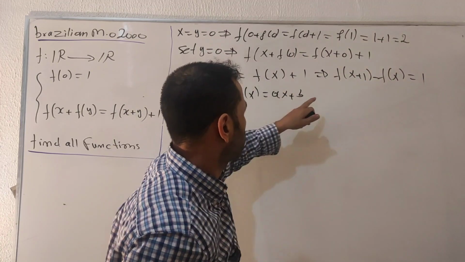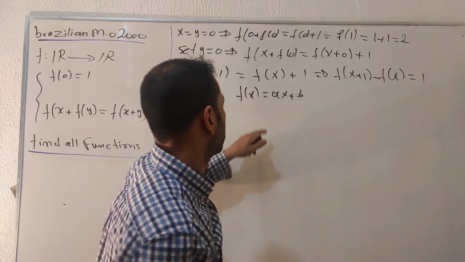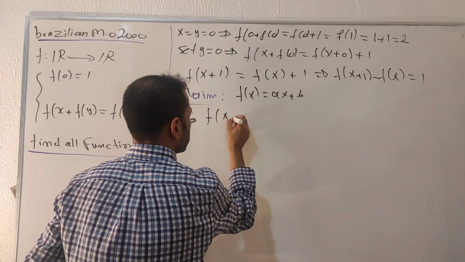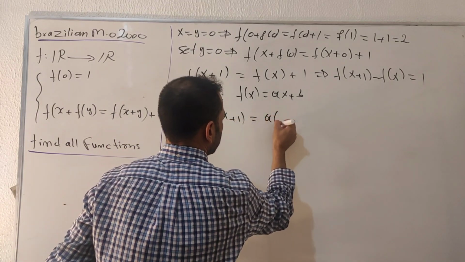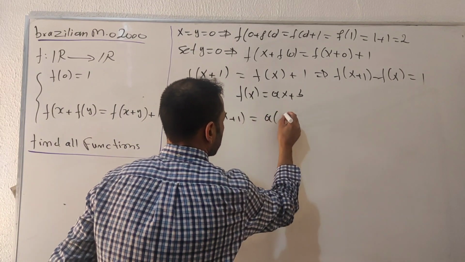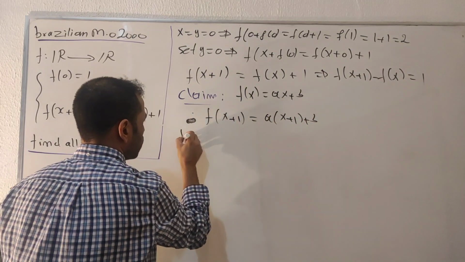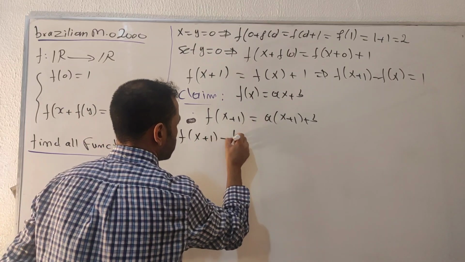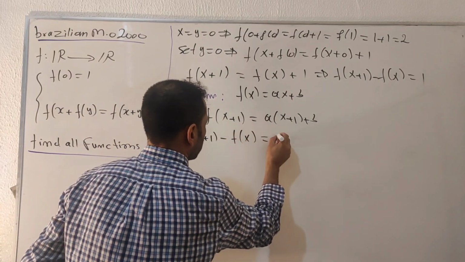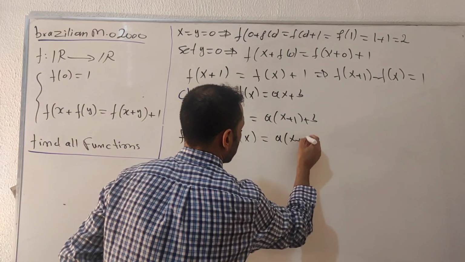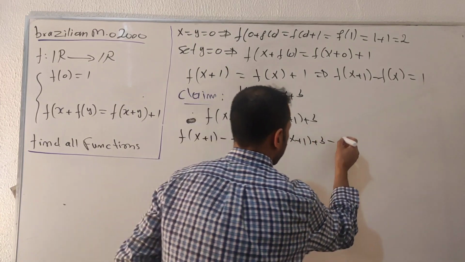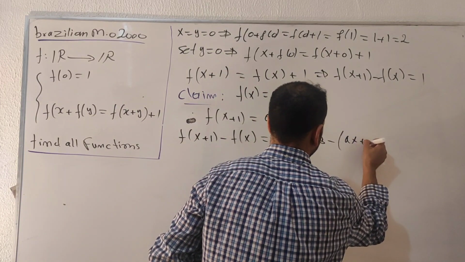So let's do the same thing, replacing x with x plus 1. So I get f of x plus 1 equals a times (x plus 1) plus b. Let's take the difference, f of x plus 1 minus f of x, which equals a(x plus 1) plus b minus (ax plus b).